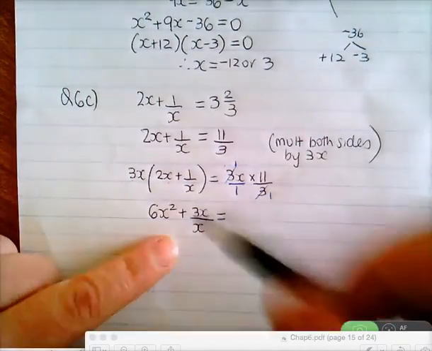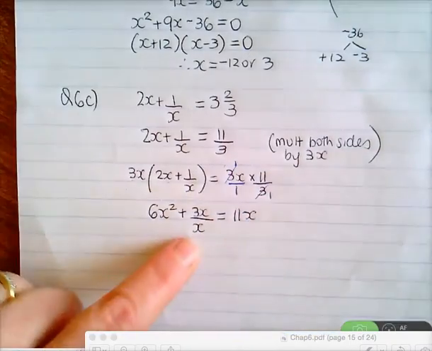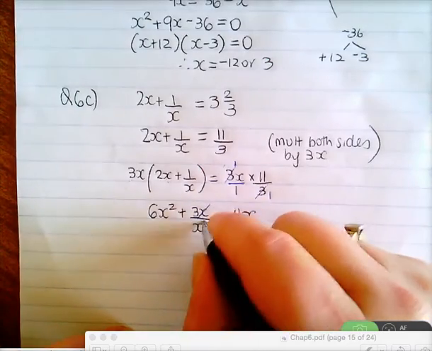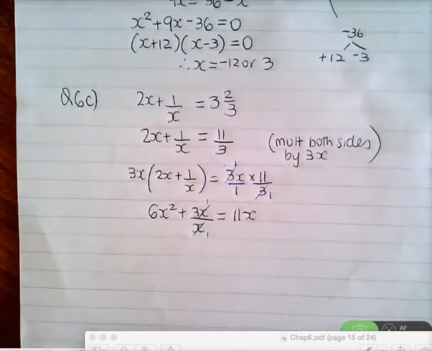So you've got 11x up there. Now, what is this 3x over x really? What cancels there? So what are we left with?